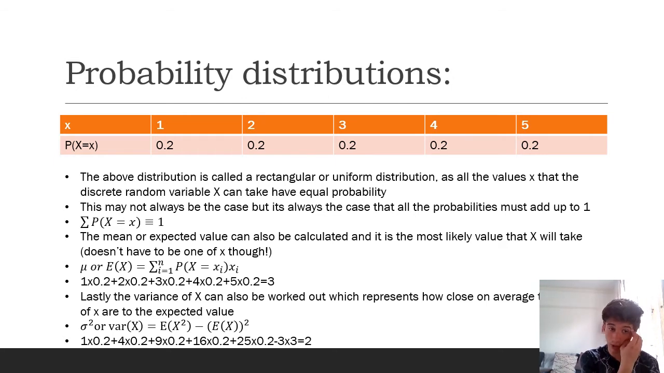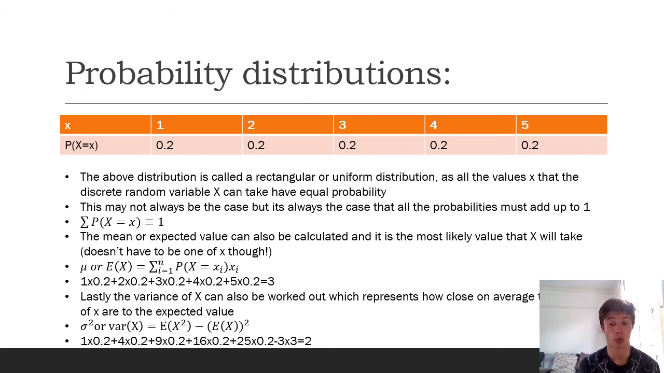Sorry for that. The variance of x can also be worked out, which represents how close on average the values of x are to the expected value. That's sort of like the average distance from the mean that all the data are. Now, this might sound familiar to standard deviation, something you've looked at in regular statistics.